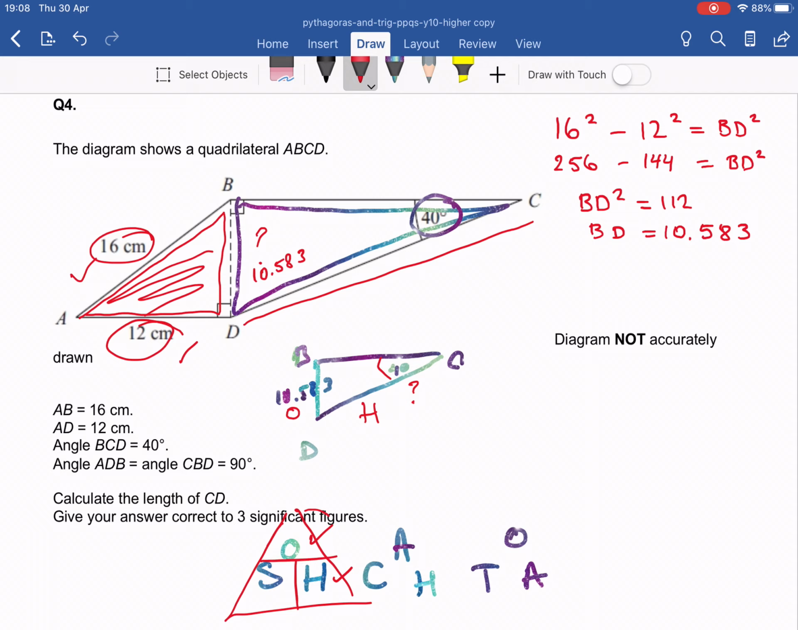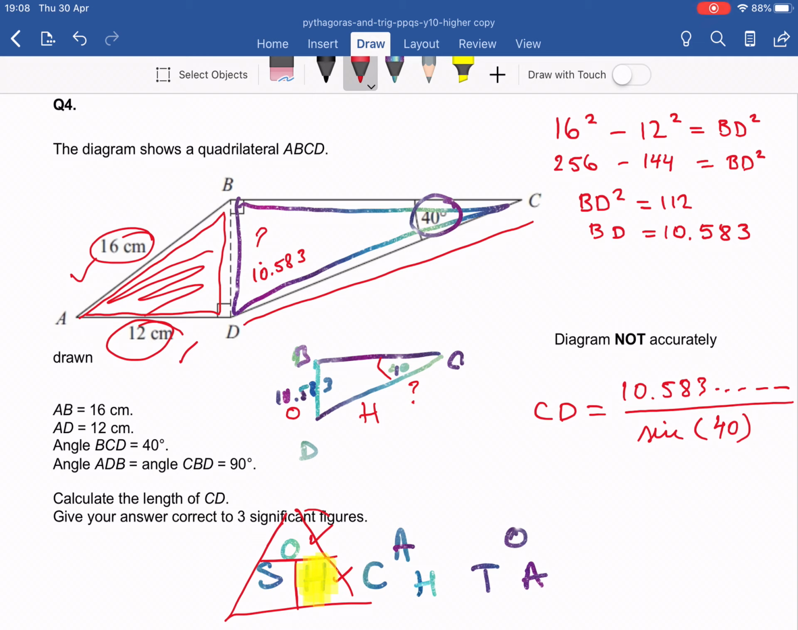Quickly turn that into a formula triangle. I need to work out the hypotenuse of the triangle, so I'm covering my H. I'm going to just highlight it badly. This is telling me that the hypotenuse, CD, is equal to the opposite, which is 10.583 something something something, over sine of the angle, which is 40.